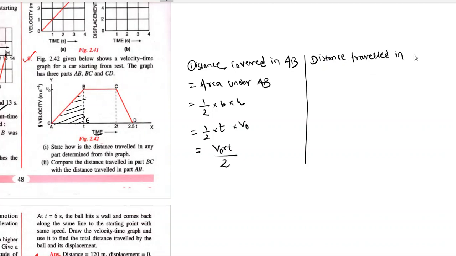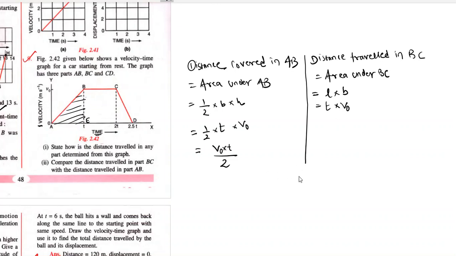Distance traveled in part BC, since AB is done, is the area under BC, which is length into breadth. The length is from T to 2T. What is the length from T to 2T? 2T minus T, which is T. And what is the breadth? The height or breadth is the same thing, that is V naught.